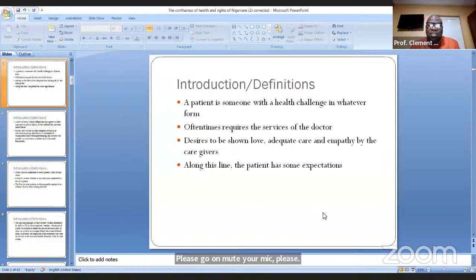A patient is someone with a health challenge in whatever form. Oftentimes, they require the services of the doctor and desire to be shown love, adequate care, and empathy by the caregivers. Along this line, the patient comes to meet the doctor with expectations: I need to be shown love, I need to be managed with some degree of seriousness, and the doctor should show me some empathy.